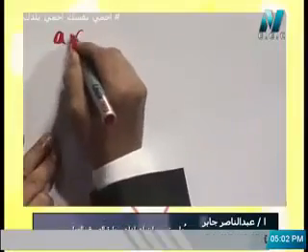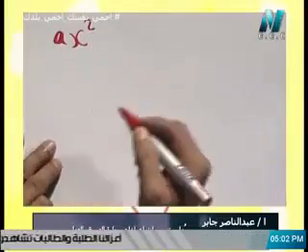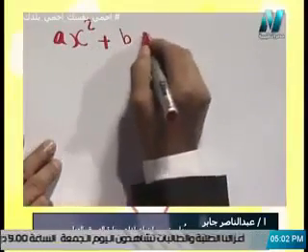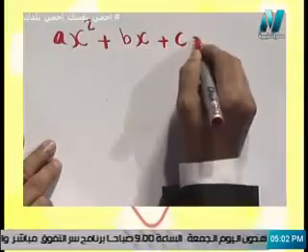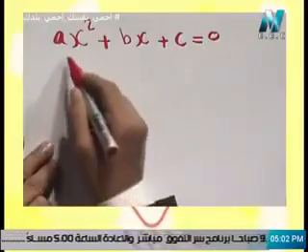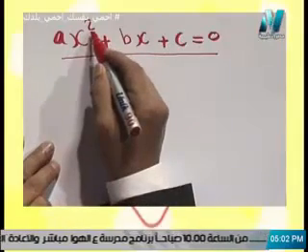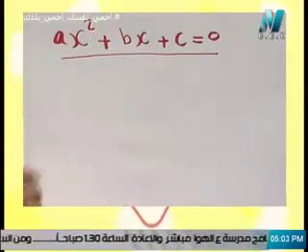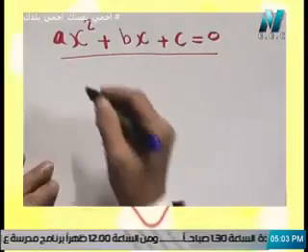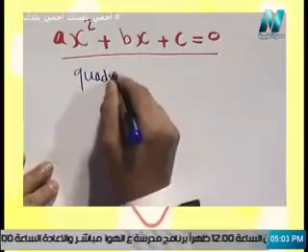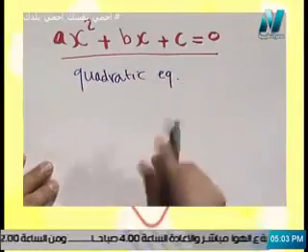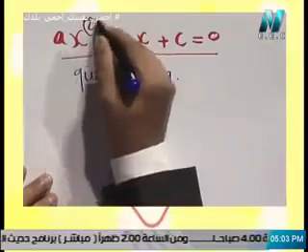If we have an equation of second degree in one variable x, as we see here, ax power 2 plus bx plus c equals 0, it's an equation of second degree because the biggest degree here is 2. So it is a second degree equation, and we also call it a quadratic equation, because it is a second degree equation.